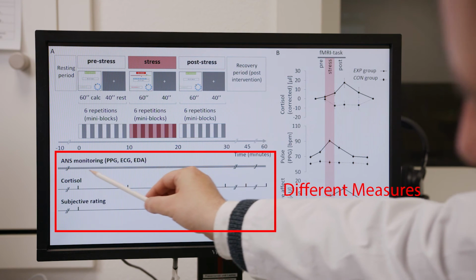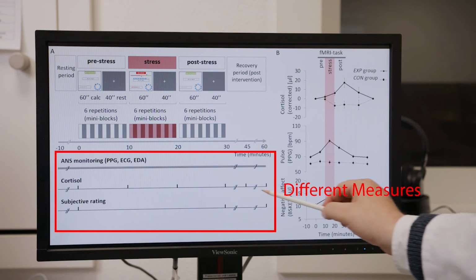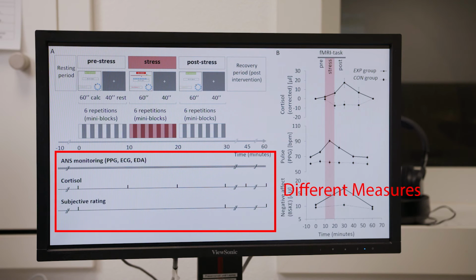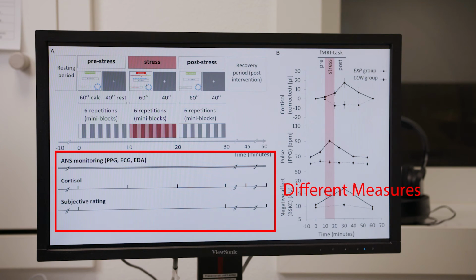During this whole process, we measure stress reactions at different levels. First, we get signals from the sympathetic system. We get hormone levels, for example, cortisol, and before and after the stressor, we also ask our participants how they feel during the stress test.